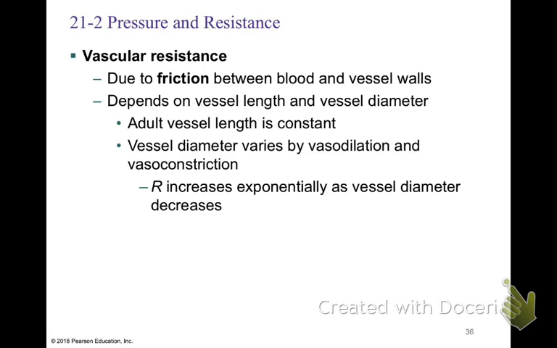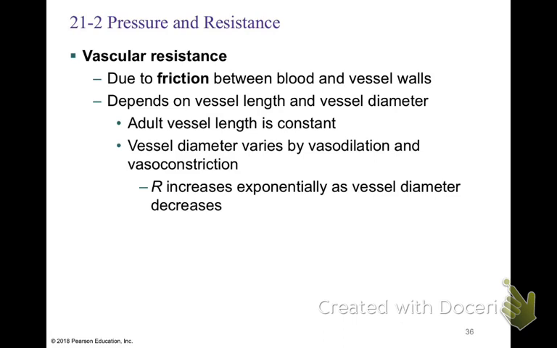So an adult vessel length is constant from one moment to the next, but you can increase it when someone puts on a lot of weight, adds a lot of adipose tissue. They actually increase the number of blood vessels supplying that adipose tissue. And that's one of the reasons people who are overweight tend to have high blood pressure. There's just higher resistance, and it takes more pressure to overcome that resistance. But it's not something you change on short notice.